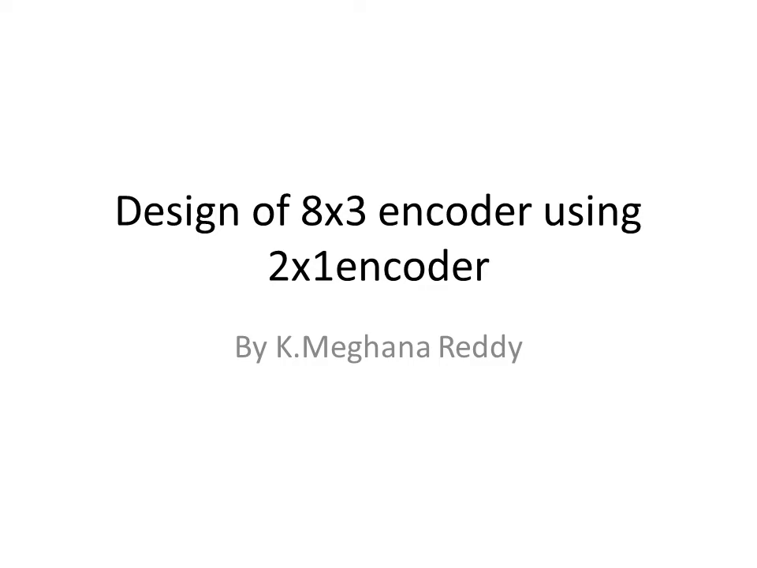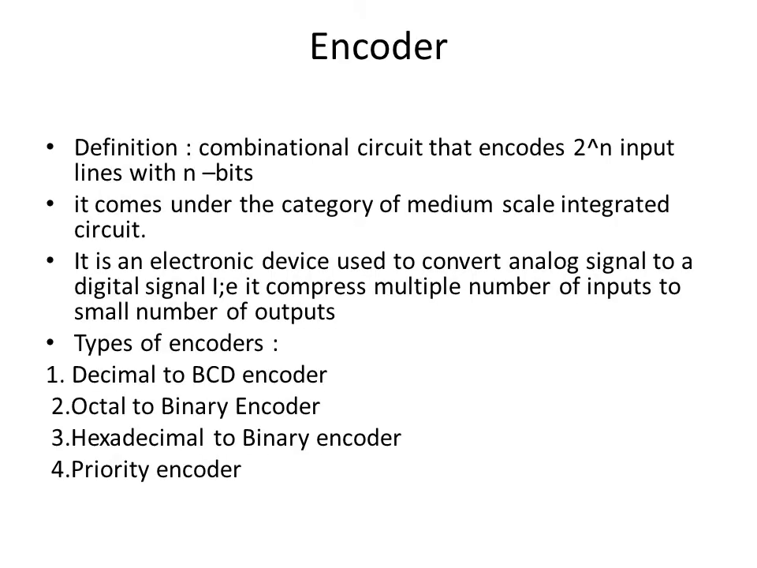Hi friends, today I am going to discuss the design of an 8x3 encoder using a 2x1 encoder. An encoder is an electronic circuit. It will convert an analog signal into a digital signal. It compresses a large number of inputs to a small number of outputs. It comes under the category of medium scale integrated circuits. Finally, it encodes 2 power n input lines with n bits.